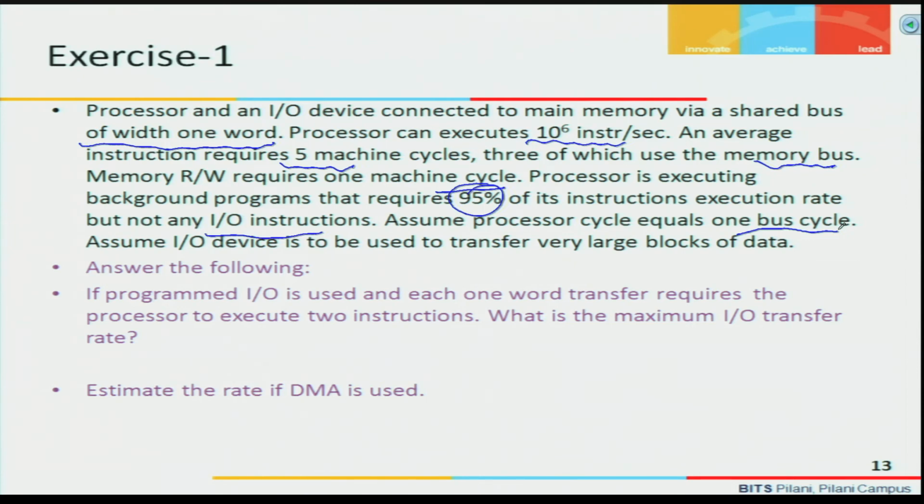Assume the IO device is to be used to transfer a very large block of data. Then, if programmed IO is used and each word transfer requires the processor to execute 2 instructions. In programmed IO, you know, it requires the processor to execute some instructions. So, for each word transfer 2 instructions are there. What is the maximum IO transfer rate? So, that is the first question.